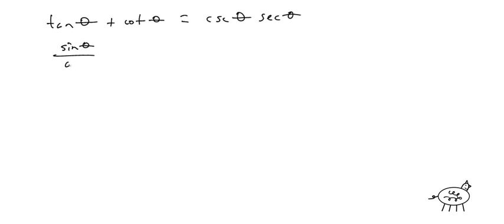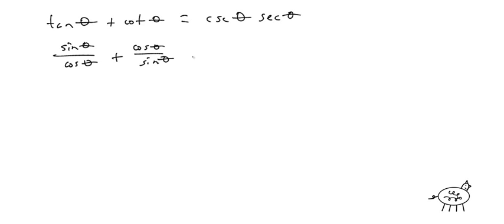Okay. Let's try another one. Tangent of theta plus cotangent of theta equals cosecant of theta secant of theta. Okay, and what I tell you guys to do, if it's addition, that's probably more complicated. So I'm going to write that left-hand side in terms of sines and cosines. Okay, so we have sine of theta over cosine of theta plus cosine of theta over sine of theta.